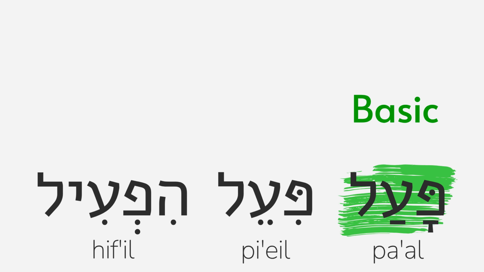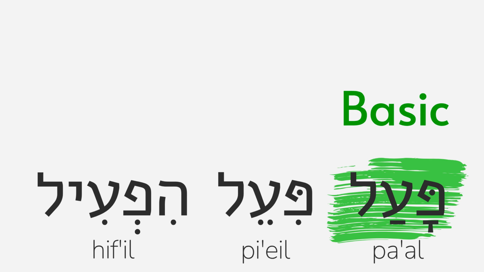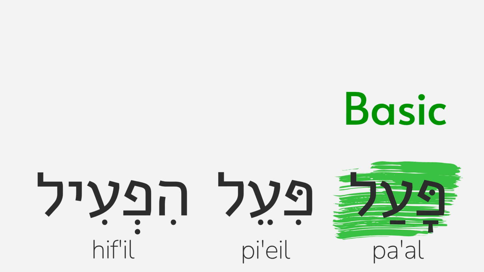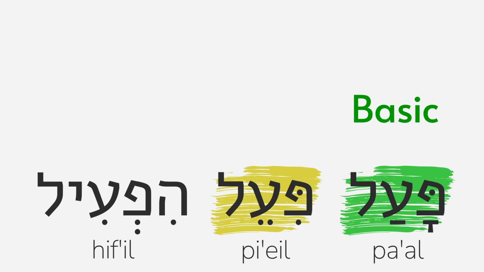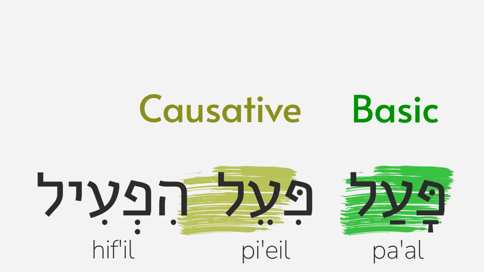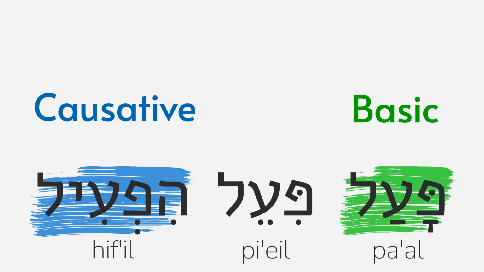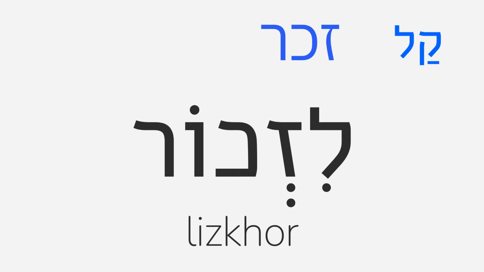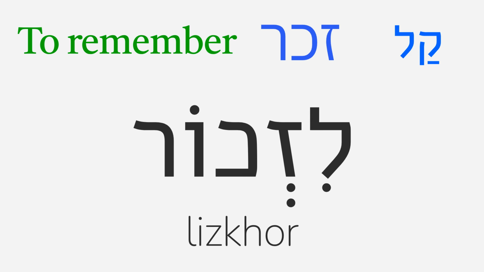Many roots are used in the kal to make verbs that describe their basic actions. Some of these roots will use the pi'el to make a verb that describes causing someone to do that action, and some roots will use the hifil to do that instead. The first root we'll look at today is a new one, zayin, kaf, resh. Firstly, let's put it in a kal infinitive, lizkor. This verb means to remember.